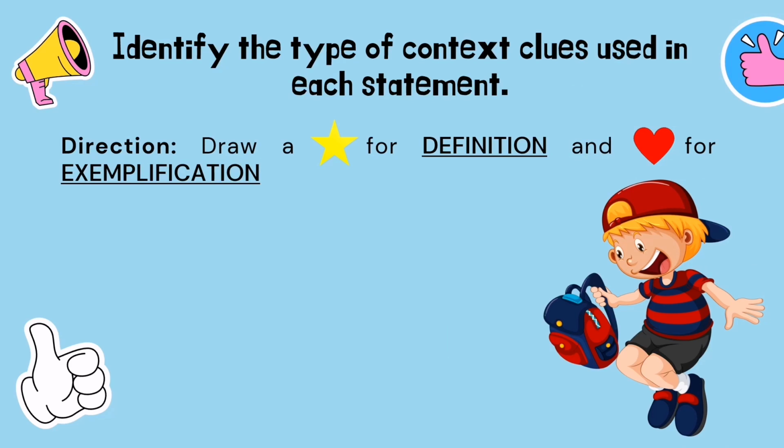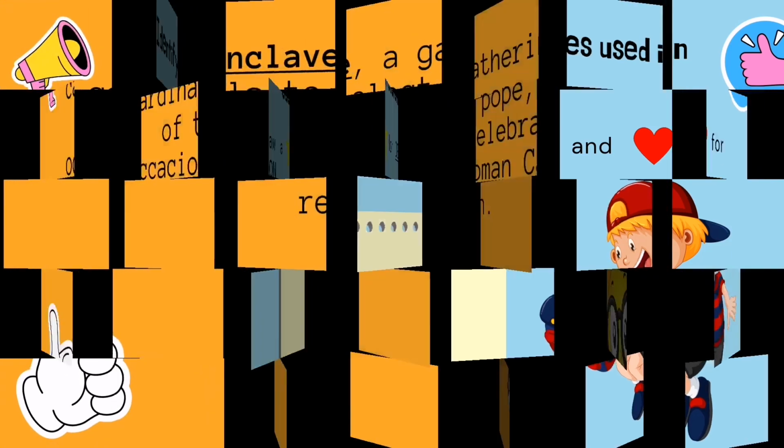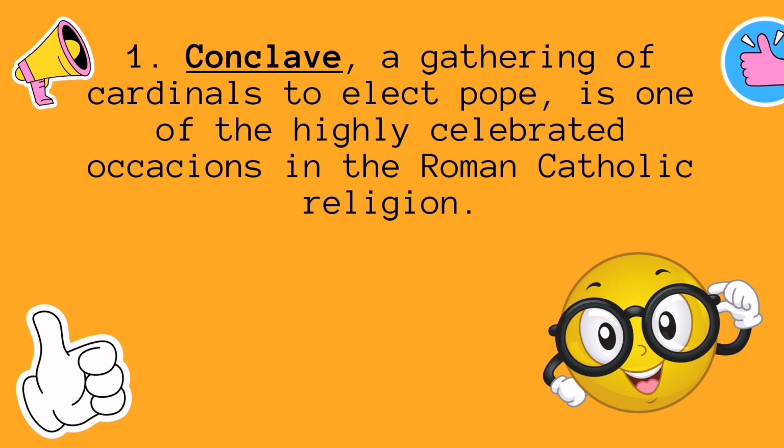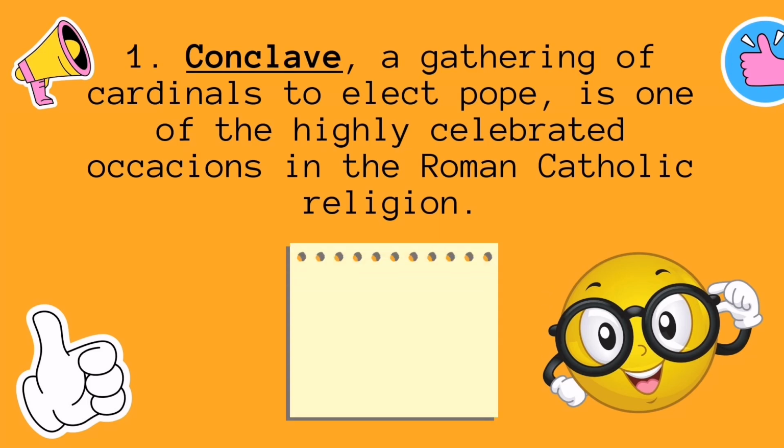Identify the type of context clues used in each statement. Draw a star for definition and heart for exemplification. Number 1. Conclave, a gathering of cardinals to elect Pope, is one of the highly celebrated occasions in the Roman Catholic religion. The highlighted word is conclave. So what do you think is that? Is it an exemplification or definition? Draw a star for definition and a heart for exemplification.